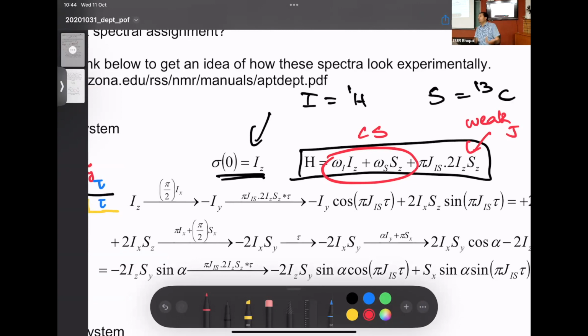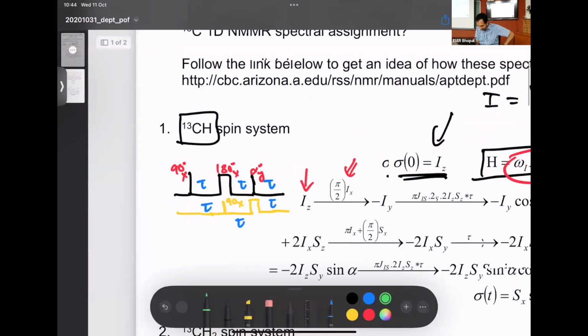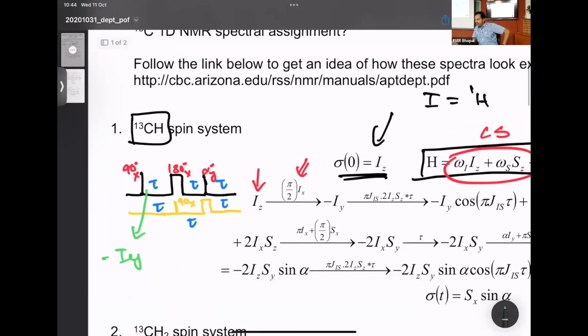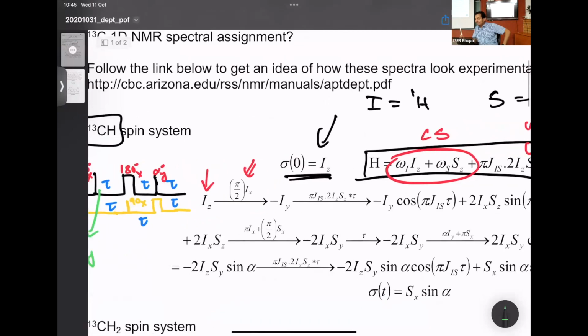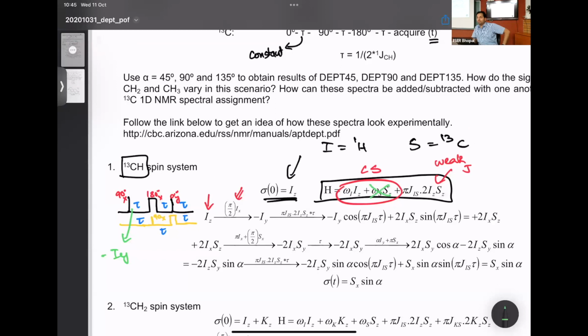And we know what the Hamiltonian is during pulses. We know it's alpha times the phase, right? So we don't have to write the Hamiltonian during those parts. So if you start with an IZ, if you apply an X phase 90 degree pulse, you go to minus IY. At this point of time, you have IY. When you have IY and your Hamiltonian has IZ, SZ and 2 IZ SZ, the SZ term will not operate at that point because SZ commutes with IY. So we don't have to worry about carbon chemical shift evolution in this tau period, right?